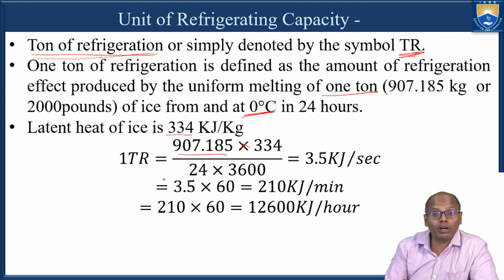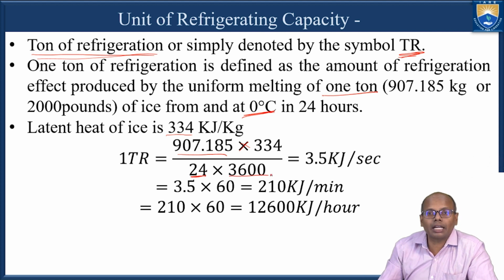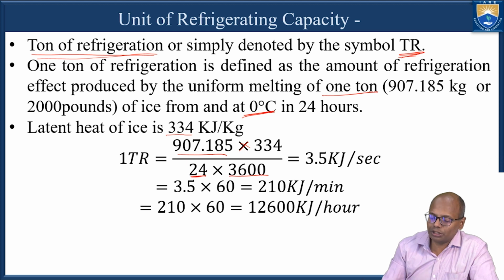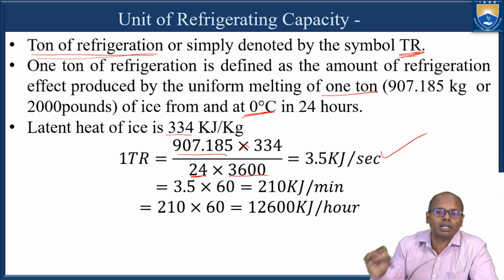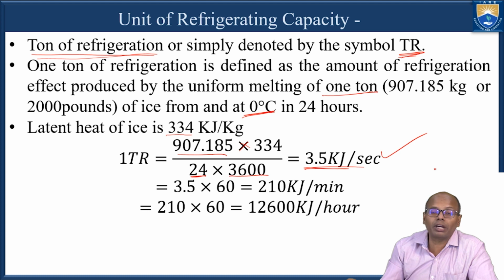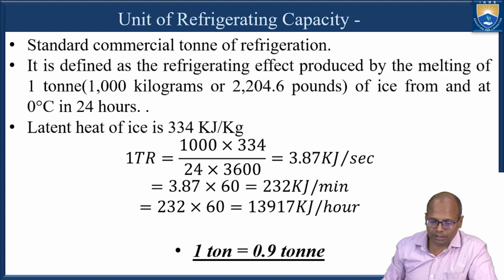And what is the time? It is 24 hours. If I convert into seconds, it is 24 times 3600 seconds. So the net value is 3.5 kilojoule per second. So 1 ton of refrigeration is 3.5 kilojoule per second. In terms of minutes, it is 210 kilojoule per minute. In hours, it is 126000 kilojoule per hour.